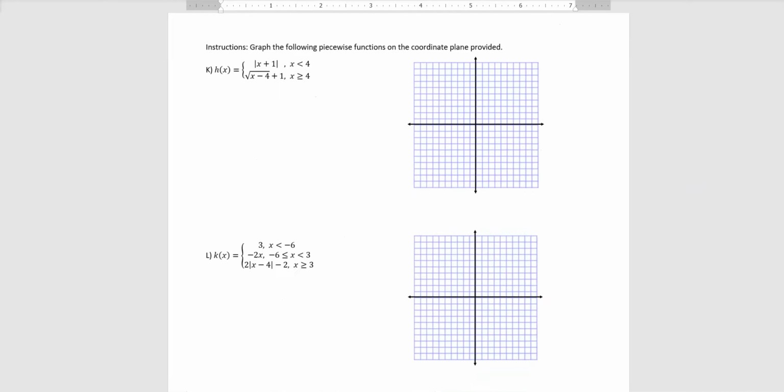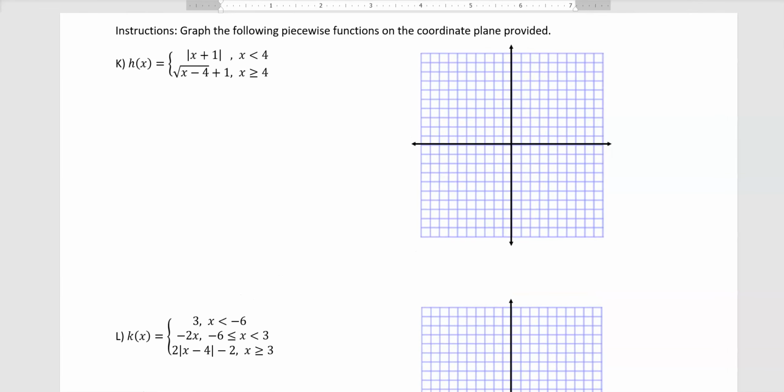Let's look at graphing piecewise functions. Looking at letter K here, h of x equals the absolute value of x plus 1 when x is less than 4, and the square root of x minus 4, plus 1 when x is greater than or equal to 4. Excellent. So let's go ahead and make some tables. We have the absolute value of x plus 1 and the square root of x minus 4, plus 1. Our domain restriction is at 4.